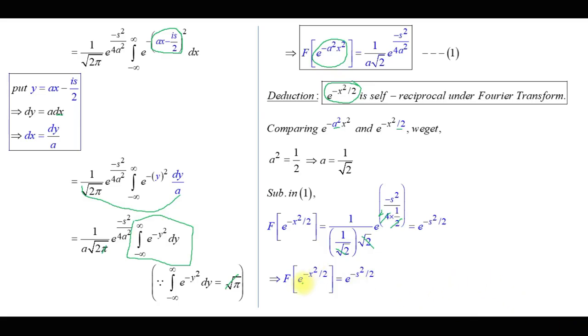Note that both are the same. The only difference is here x, here s. Therefore this function is self-reciprocal under what transform? Fourier transform. So this implies e power minus x square by 2 is self-reciprocal under Fourier transform.